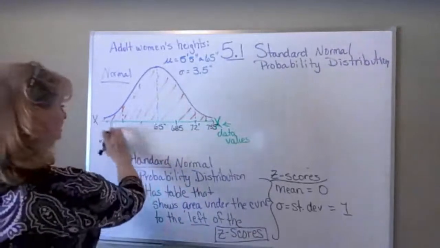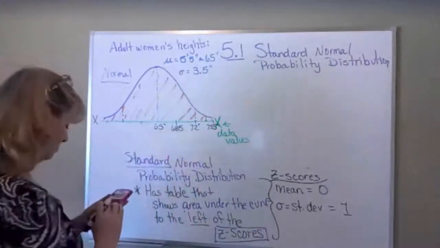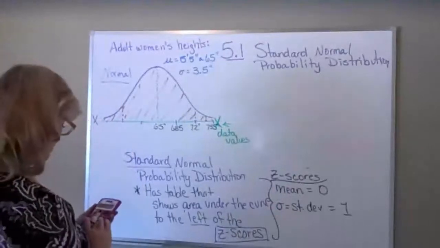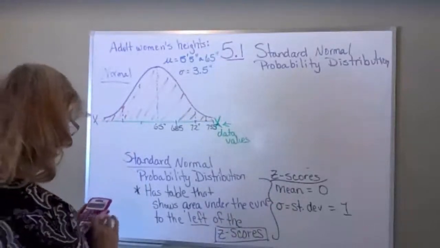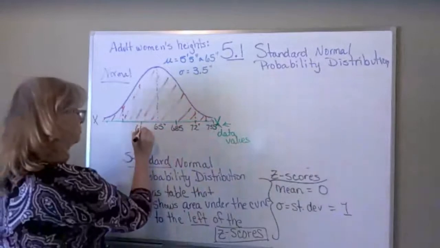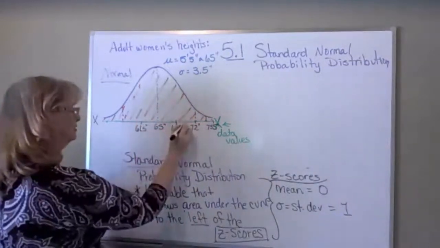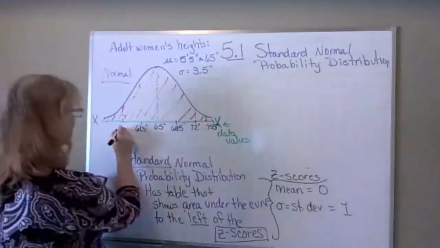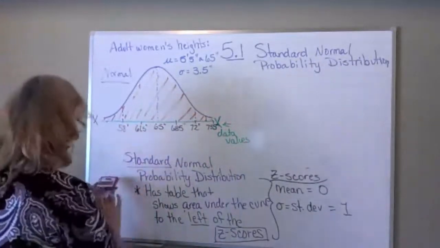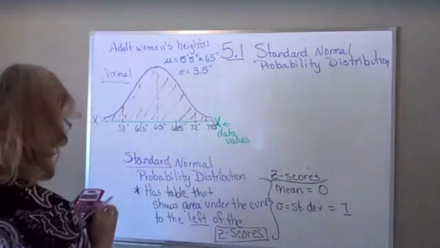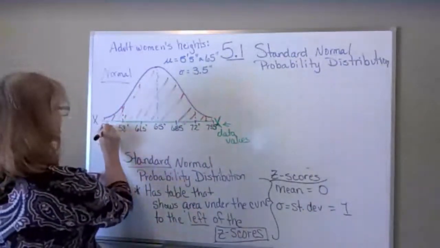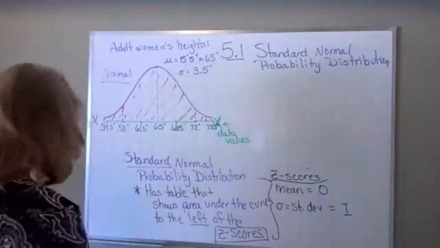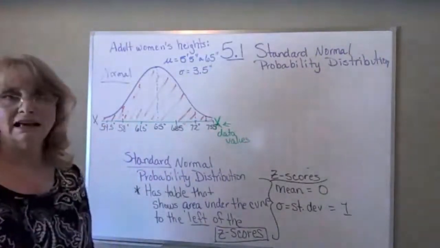And then when I go to the left, I'm going to subtract 3.5. I'm not as good at subtracting, so I'm going to do this in my calculator. So I'm doing 65 minus 3.5. So that would be 61.5 inches here. Minus 3.5 again would be 58 inches right here. And then minus 3.5 again would be 54.5 inches.